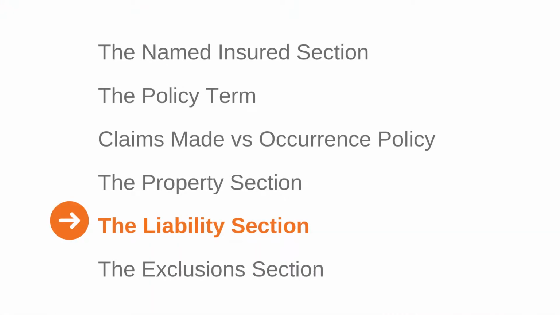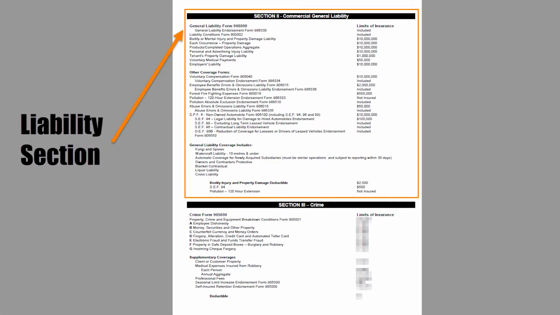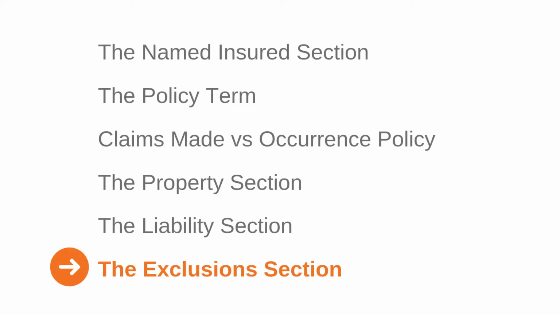The liability portion. This is where they show the limit for how much you have if somebody were to sue you for bodily injury that they sustained on your property, or for any property damage that you caused to a third party. The last thing that you should look at are the exclusions.